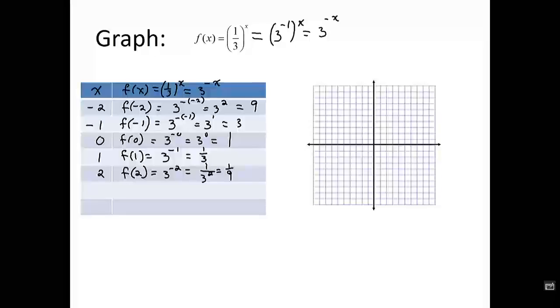Now that we have ordered pairs, we can obtain the graph of the given function by plotting the ordered pairs in the rectangular coordinate system. So let's see what happens. When x is negative 2, we get 9.